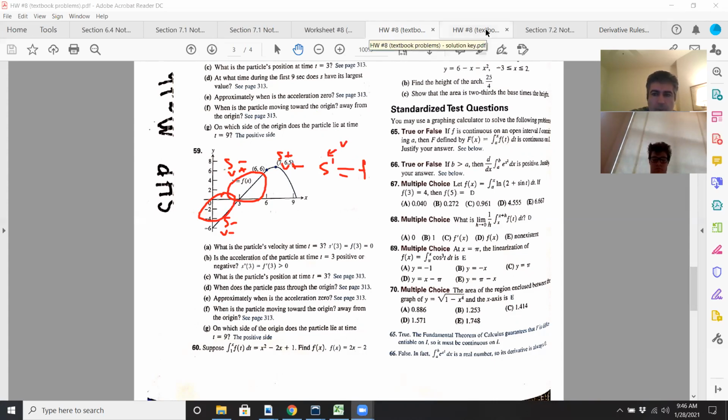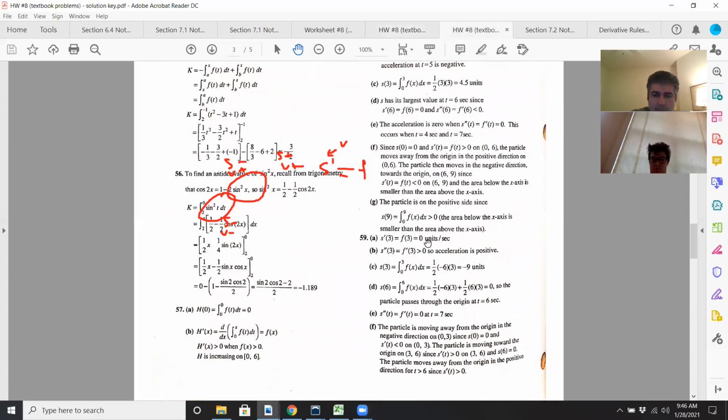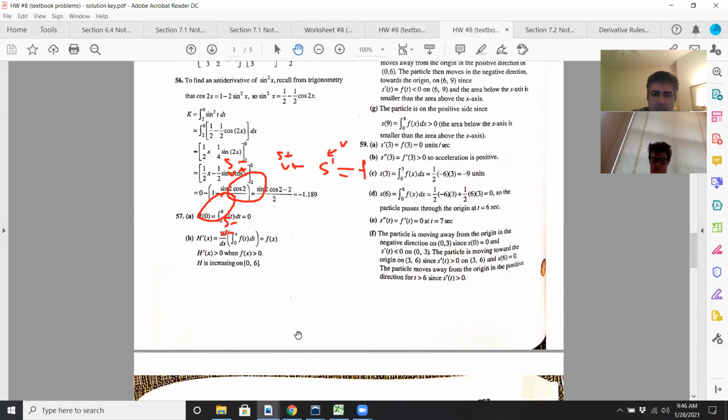You're going towards when your position is to the left but your velocity is positive, so you're going back in the other direction. But you're going away if your position is negative and velocity is negative, so you keep going further out. And likewise from 6 to 9. And I think that's what they have right there. Moving toward from 3 to 6. Yep. That's exactly what they got.